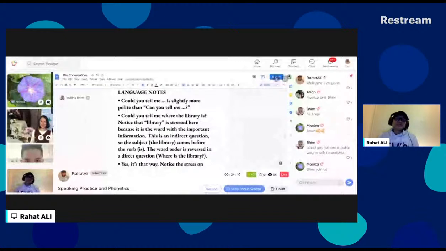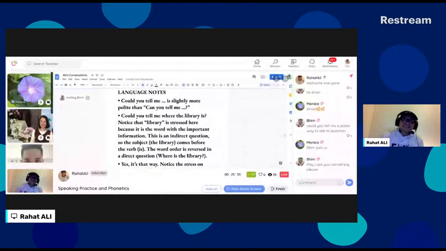"Could you tell me?" we use mostly. So remember that when it's a polite expression, we always ask, "Could you tell me how to go to the train station?" "Could you tell me how can I get a taxi locally?" Or "Could you tell me how can I improve my English accent in a very good way?" Clear? Could you tell me?